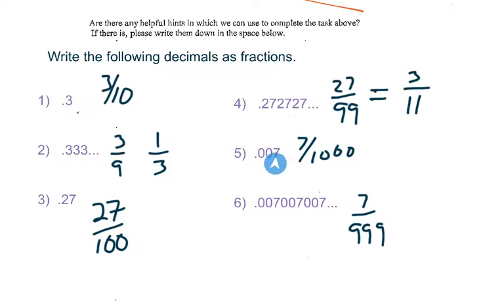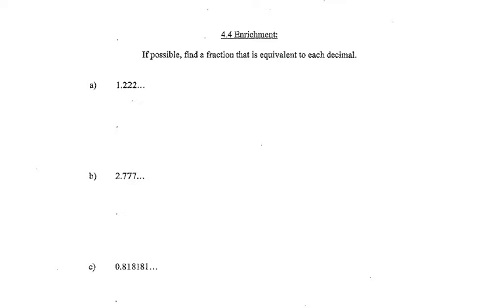Number 5, 3 numbers. This is not a repeating decimal. It's just 7 1,000ths, so the fraction is just 7 1,000ths. Now number 6 repeats. What repeats? 007, 7 over 999 is your fraction.